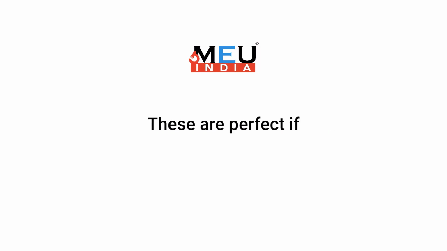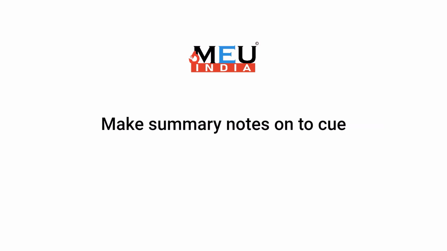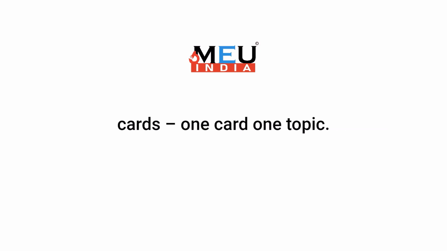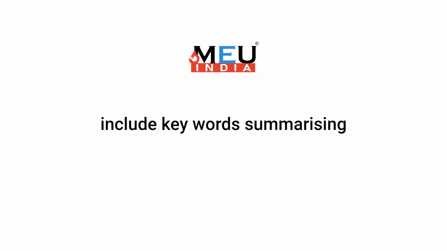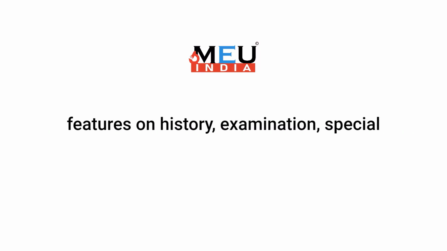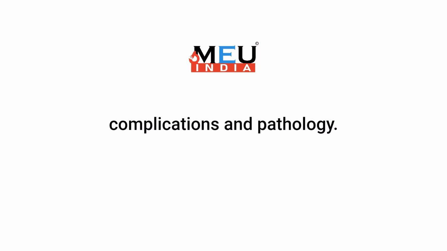Cue cards. You can buy various size cue cards from most stationers. These are perfect if you tend to feel overloaded when revising. Make summary notes onto cue cards, one card, one topic. Imagine a card on myocardial infarction. It could include keywords summarizing features on history, examination, special investigations, treatment, complications, and pathology.